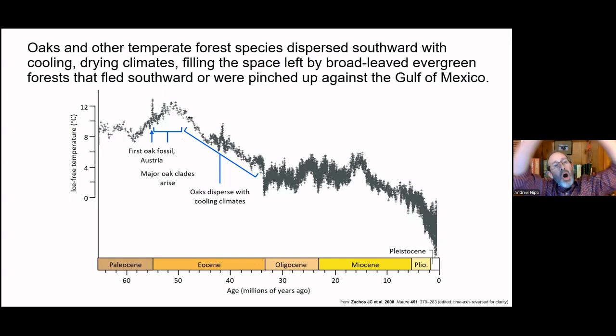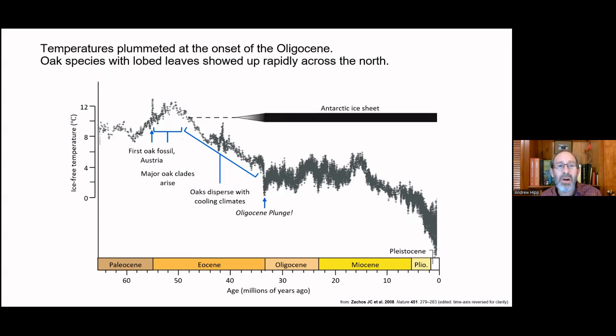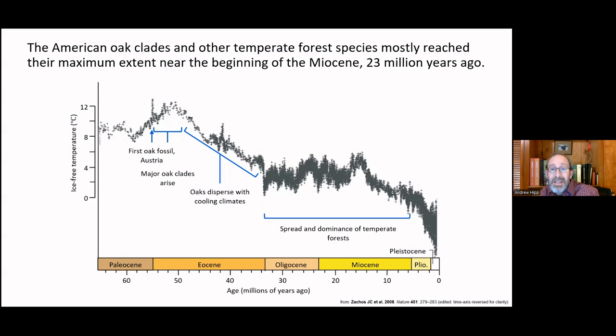And as oaks are diversifying, temperatures are cooling and the climate is drying. So oaks begin to disperse south. As the temperatures cool, North America is filled with a broad-leaved evergreen forest. Those evergreen forests are pinched up against the Gulf of Mexico. They're squeezed down into Mexico, and temperatures just keep dropping. And oak species with lobed leaves spread across the continent.